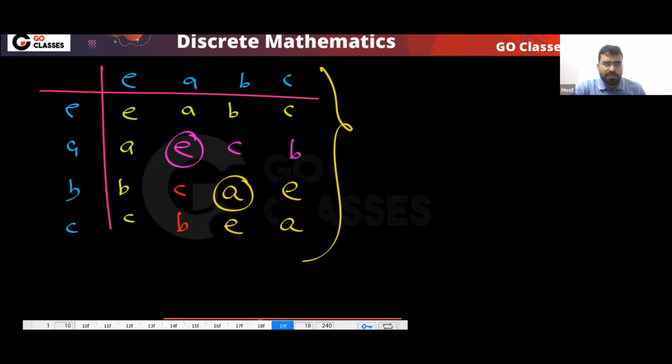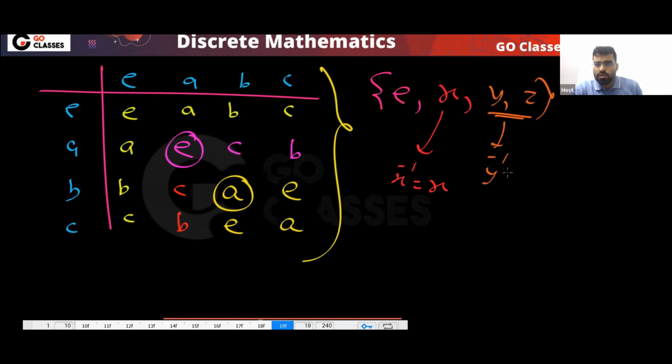Now, can you notice that this template we have already seen? This is the same as this. What is this template? There is an identity element, and one element is inverse of itself. Which element is inverse of itself? Element A. And the remaining two elements are inverse of each other. Yes or no? This template we have already seen.